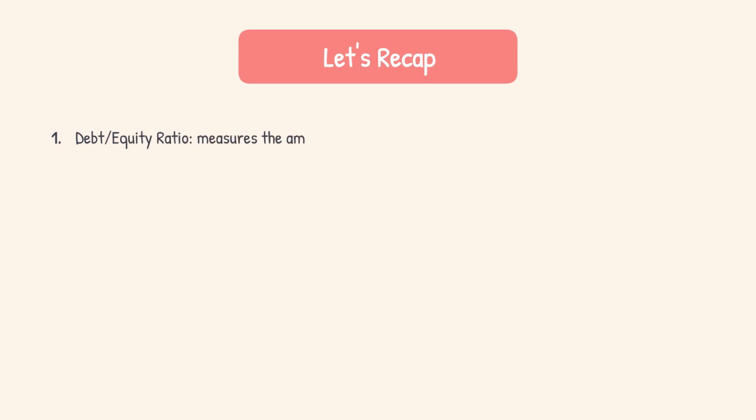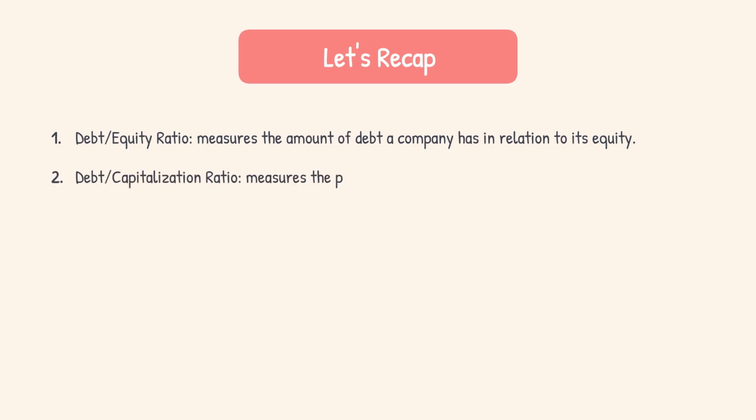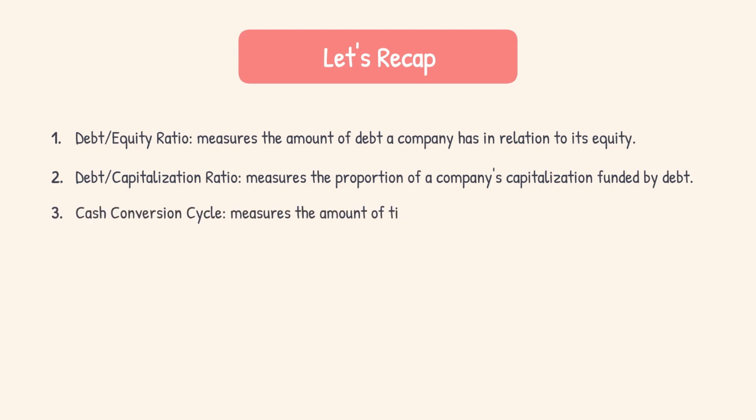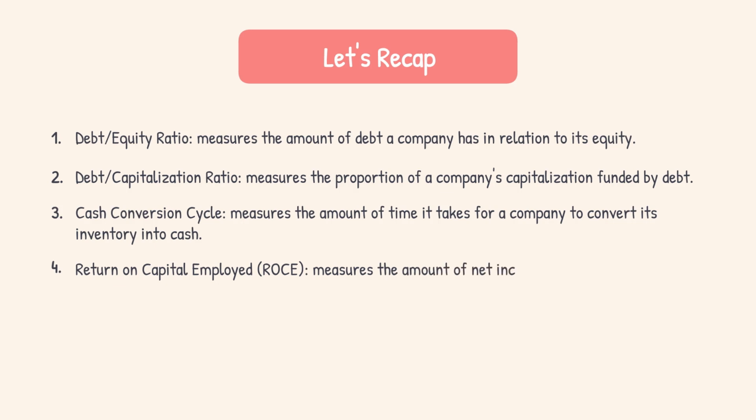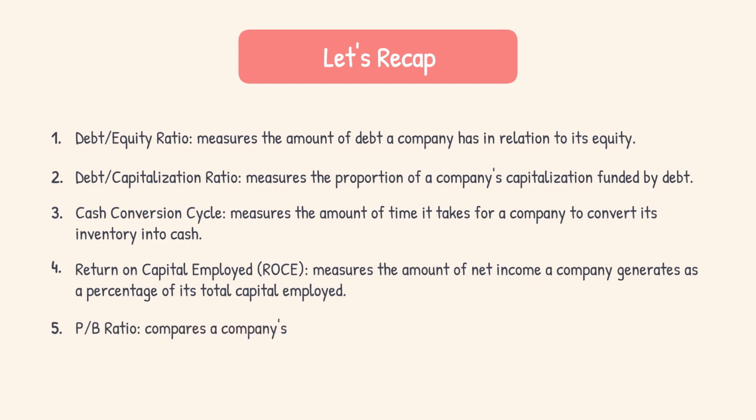Debt-equity ratio measures the amount of debt a company has in relation to its equity. Debt/capitalization ratio measures the proportion of a company's capitalization funded by debt. Cash conversion cycle measures the amount of time it takes for a company to convert its inventory into cash. Return on capital employed (ROCE) measures the amount of net income a company generates as a percentage of its total capital employed. P/B ratio compares a company's market value to its book value.